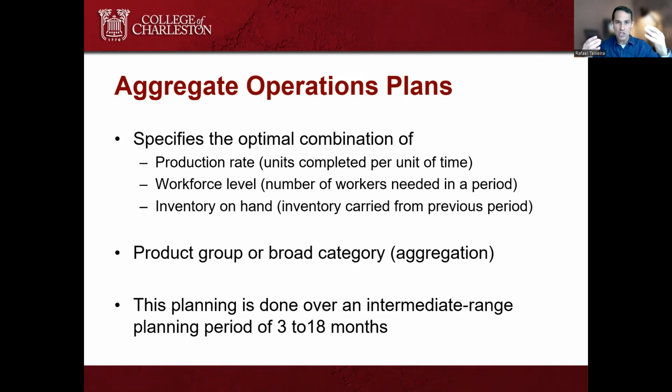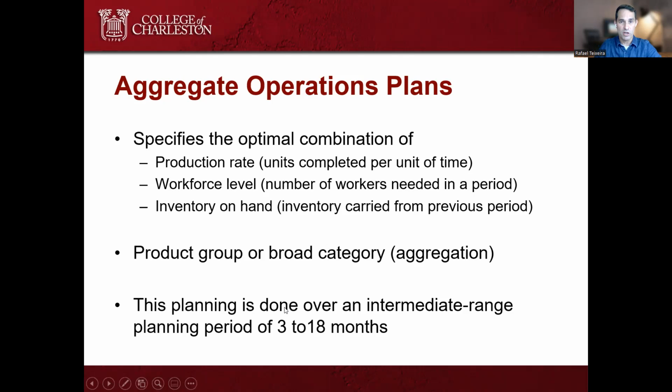What is the best combination of amount to produce per day, given the amount of people we have and the inventory we have on hand? What is the best combination? And again, it is done at the product group level, the aggregate level first, and then disaggregated, as one of the results of this plan is disaggregating that to the specific products. Okay.